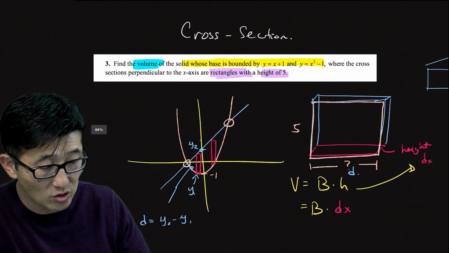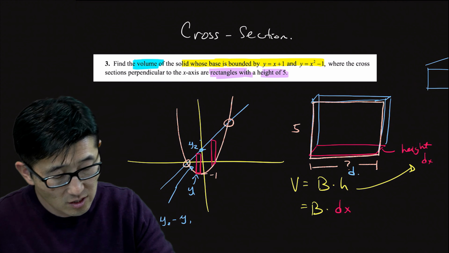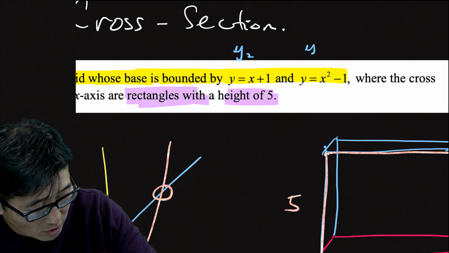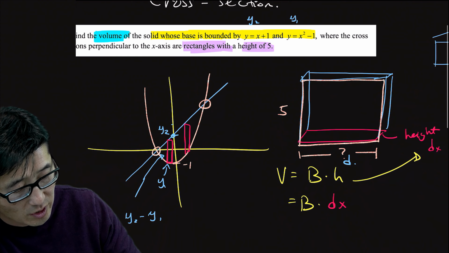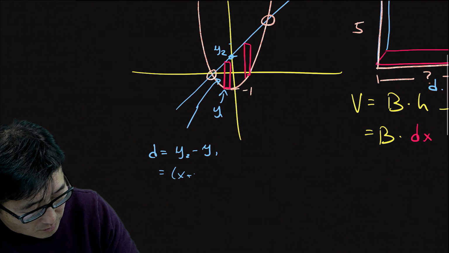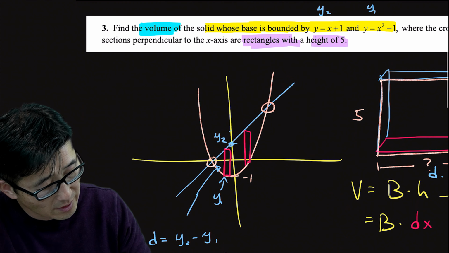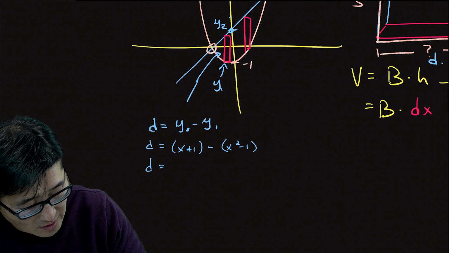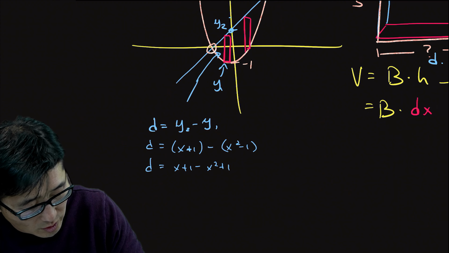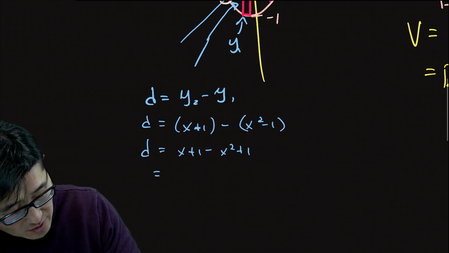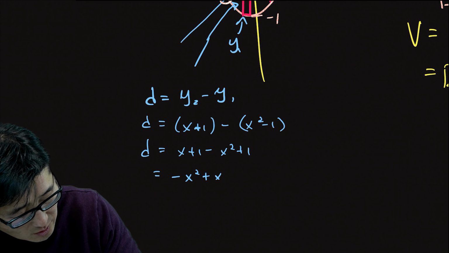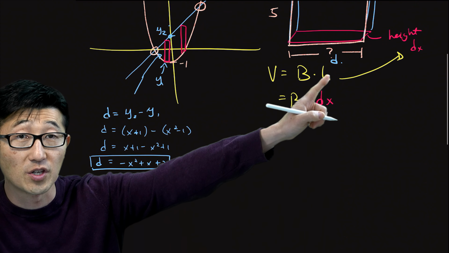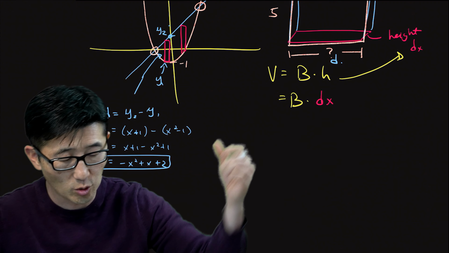And where do we get those y values? Well, we get it from these two equations. The top equation is y2. This will be called y1. So it's basically x plus 1 minus x squared minus 1. If you simplify this out, this will become x plus 1 minus x squared plus 1. And if you further simplify this, this will become negative x squared plus x plus 2. So this right here is this part right over here. The letter D, this length, that's how it's going to be designated.